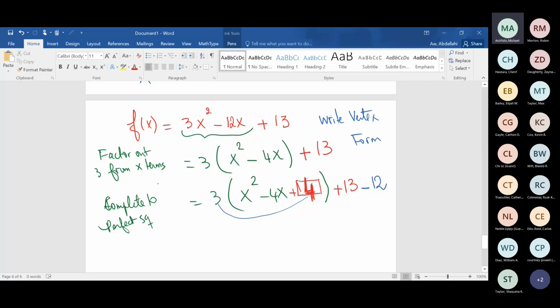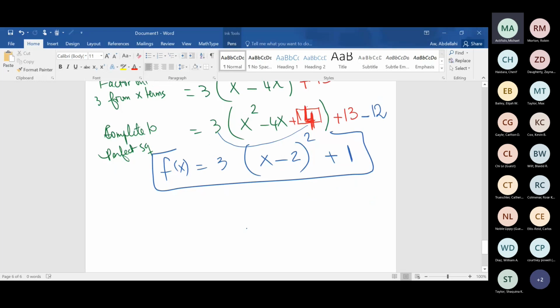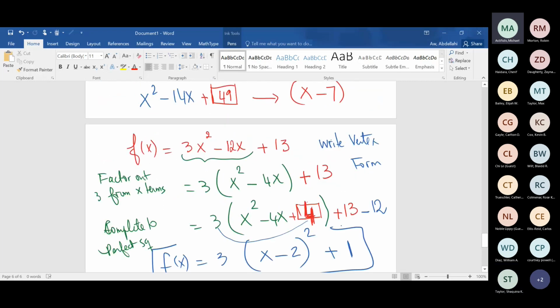When you do that, look now what you have. We have 3 parentheses x minus 2 all squared plus 1, right? And that is a vertex form. So what is a vertex then? 2, 1. Yeah. You see, that was very hard to guess from the beginning. The 2, 1 was very hard to guess from the beginning.